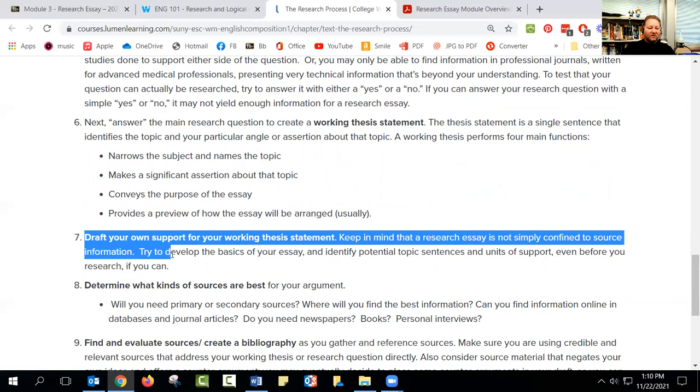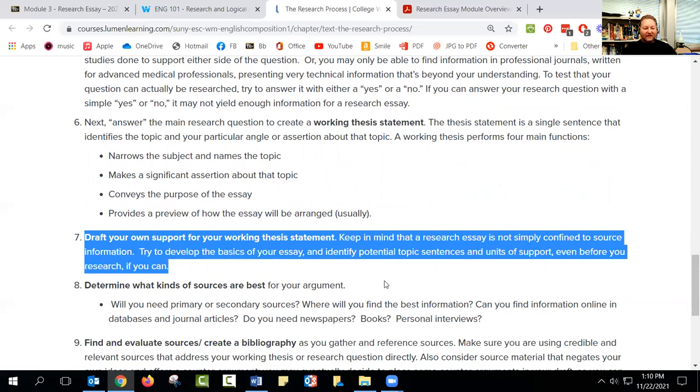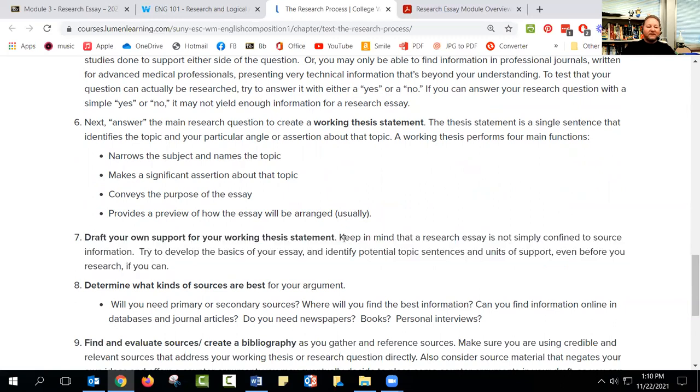Okay. And this is what you really want to do before you use a bunch of outside sources. You've already read background information. You've probably read outside sources. But when you're drafting the essay, you don't want to include them yet because you want to make sure that your ideas are coming out in the paper, right? So keep in mind that a research essay is not simply confined to source information. Try to develop the basics of your essay and identify potential topic sentences and units of support even before you research, if you can, right? Because if you have a good idea, you have a good claim, you should be able to write a lot of this paper and then find the sources that are going to help support that, right?